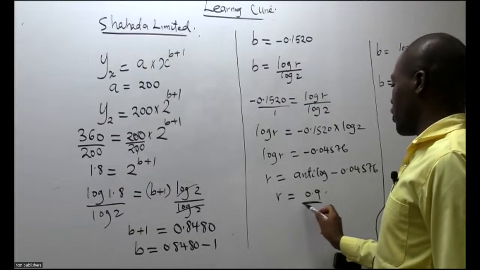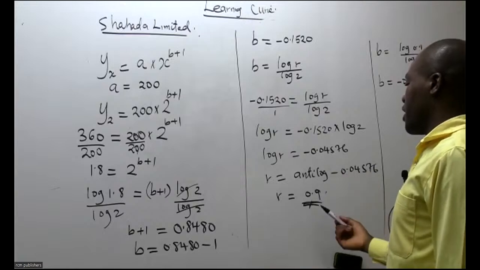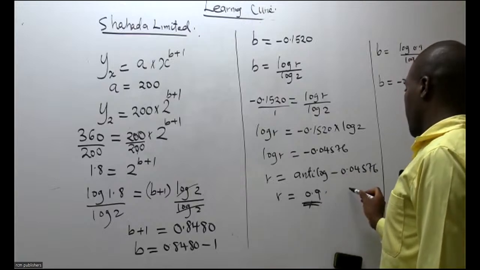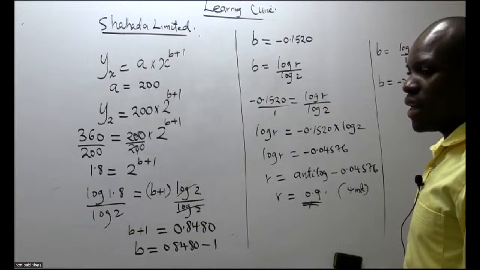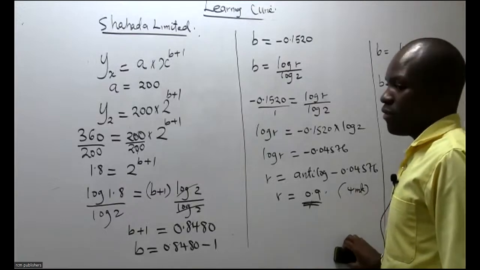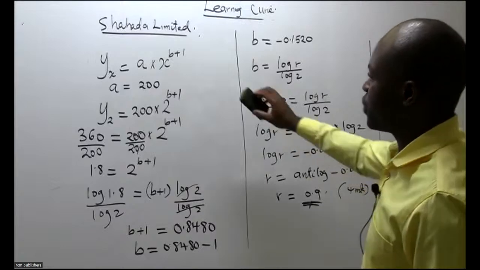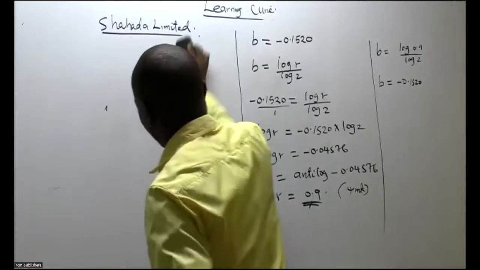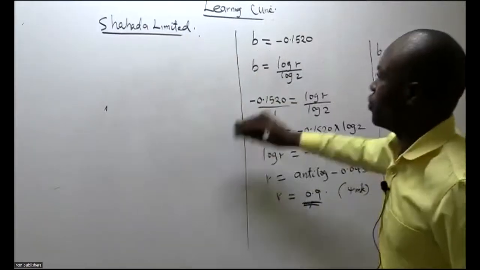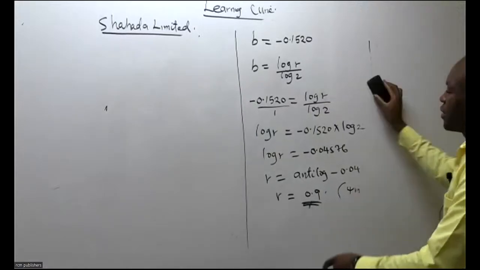By just doing this, you have your free, around, was it 4 or 5 marks? 4 marks. Just getting the value of R. You've not done anything beyond this. You already have your free 4 marks. So that is it. That is what you are required to do in the first part of that question, getting R.